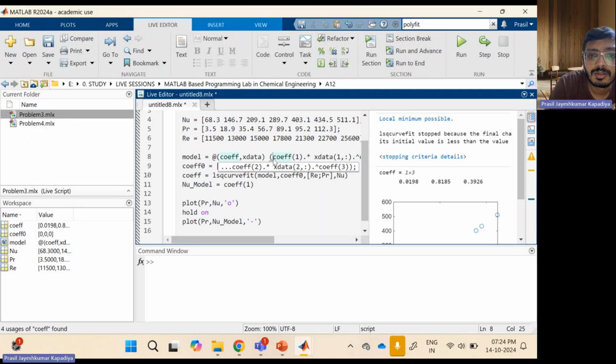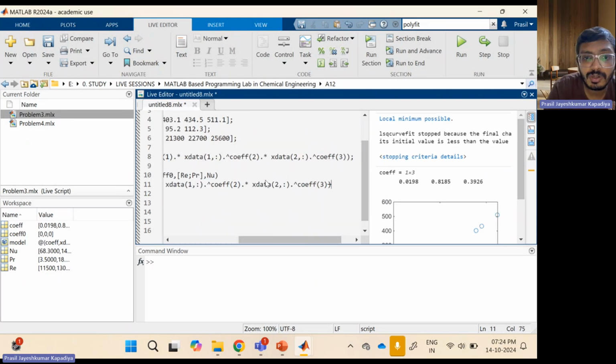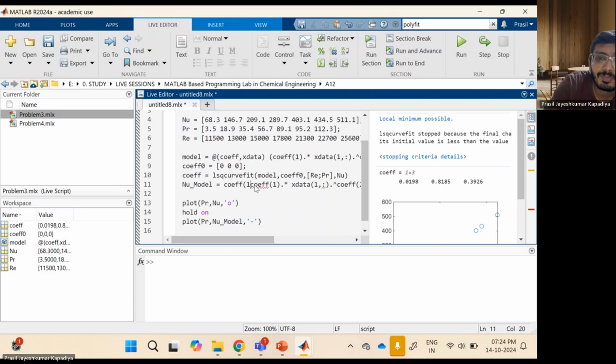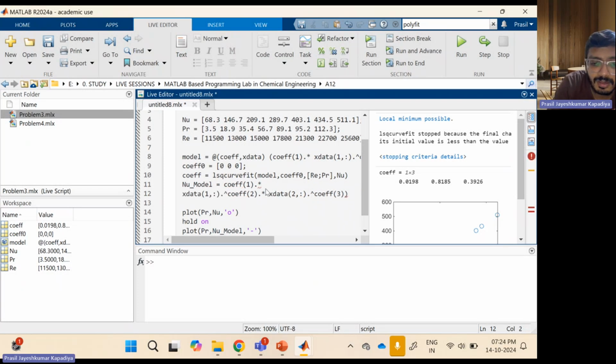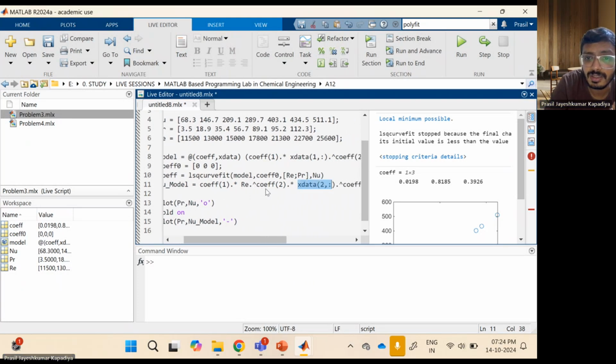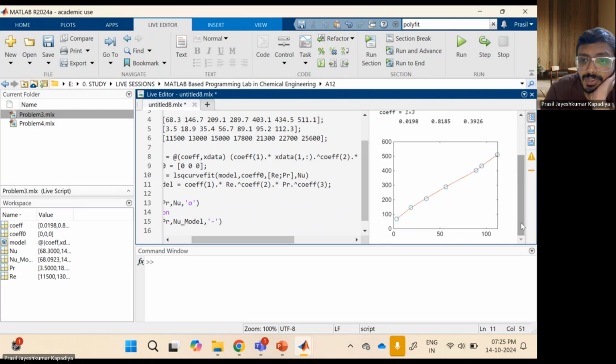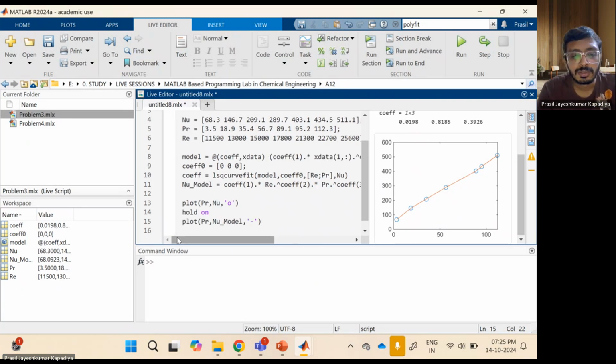Okay, the same thing. But here we just need to write Reynolds number into Prandtl number. Here it is Reynolds number. And here it is Prandtl. Okay. And if I plot this, so see it is well predicting. It is exactly well predicting. Okay. So this is how we can do this thing.